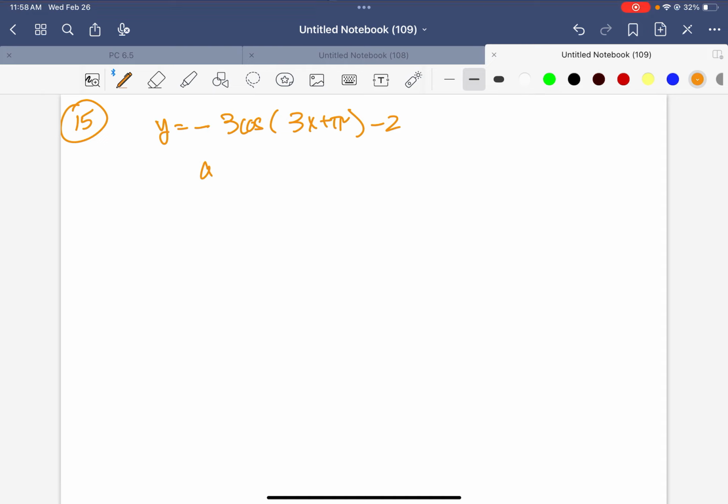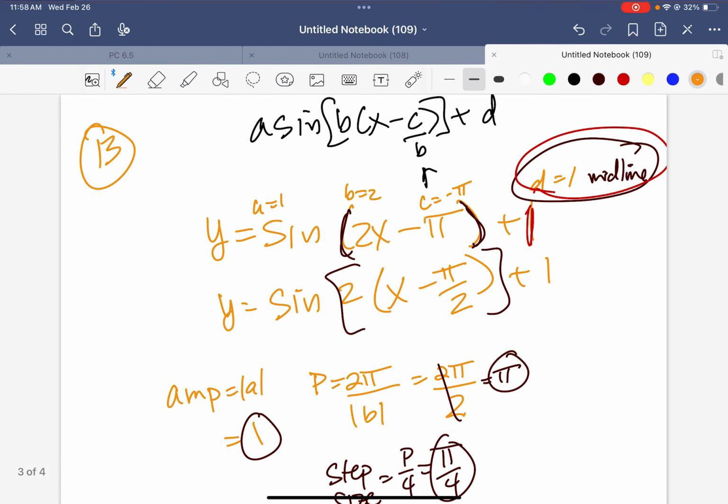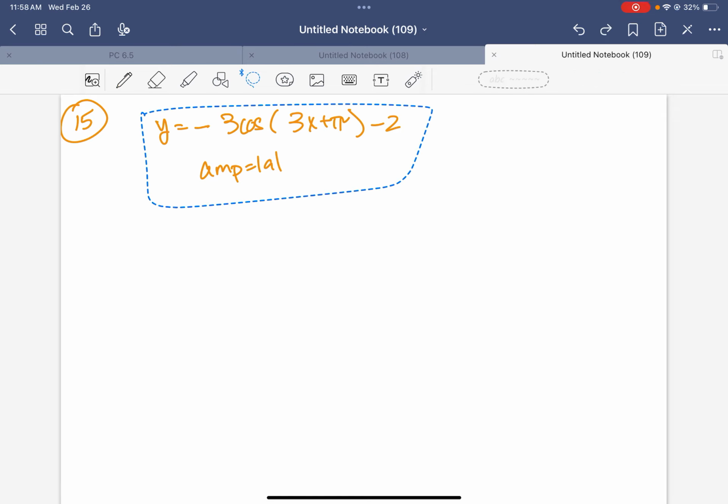So here's how we're going to do it. Let's do amplitude, which is absolute A. So it's the number in front. So this is A cosine of bx minus c plus d. Did I say minus c? I think I said minus c. Yes, minus c plus d. Just need to be consistent. I need to pick one.